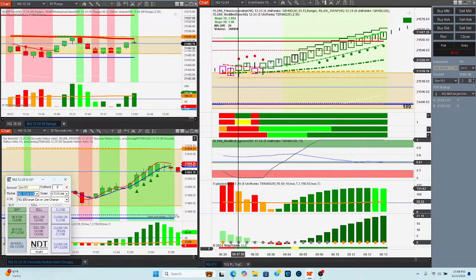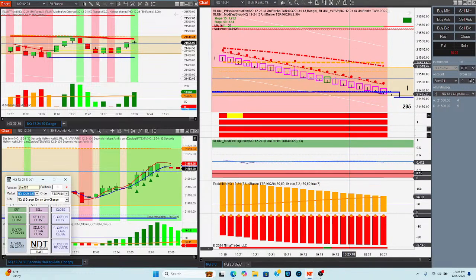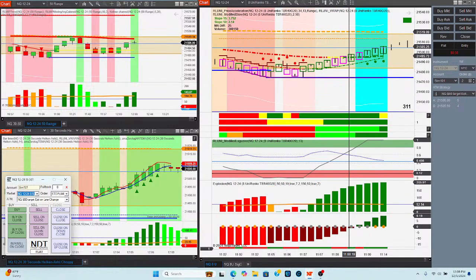It's just popping. It's got the compression area. And if you got in here, all of a sudden it popped. It took you right up. So that's what we're looking at today.